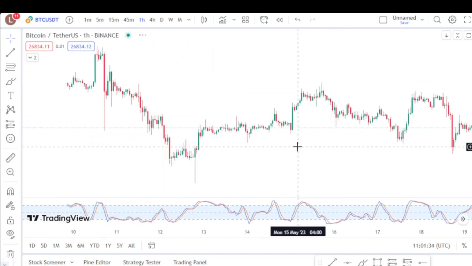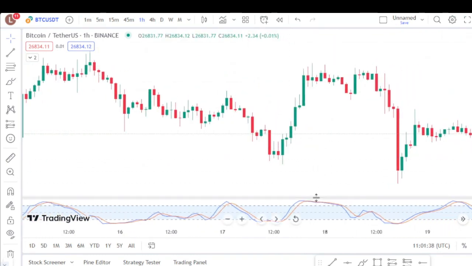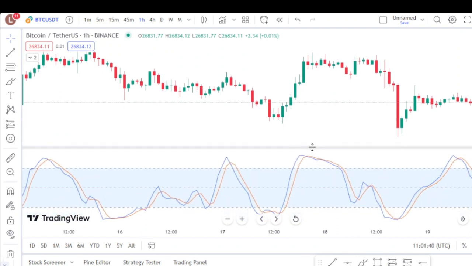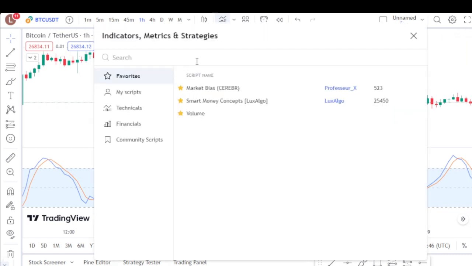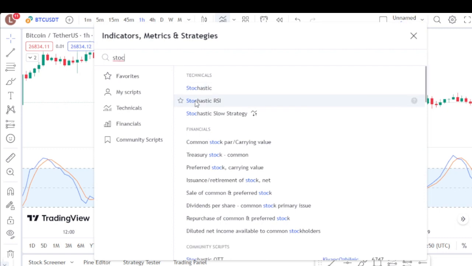So if we are using the 1 hour time frame, all you need, a simple tool you need to understand this better, is the stochastic RSI. Just go to TradingView, go to indicator, and just type in here, please save this somewhere, stochastic RSI, this one. You can favorite it so that you always see it on your favorites. Just click on this star to favorite it. It is called stochastic RSI. Just add this to your chart.